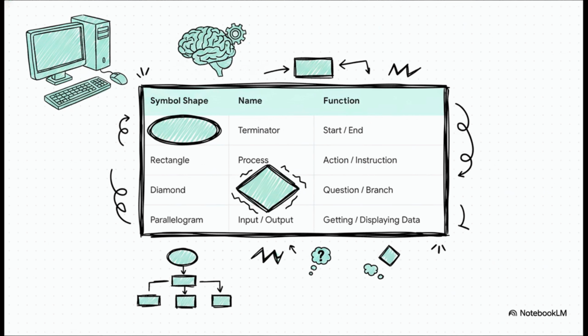The oval is our terminator, our start and end points. The rectangle is for a process, that's an action. The diamond is for a decision, a question that splits our path. And you'll also see this one a lot, the parallelogram. That's for any time you're getting input or displaying output. Those are the essentials you'll see everywhere.